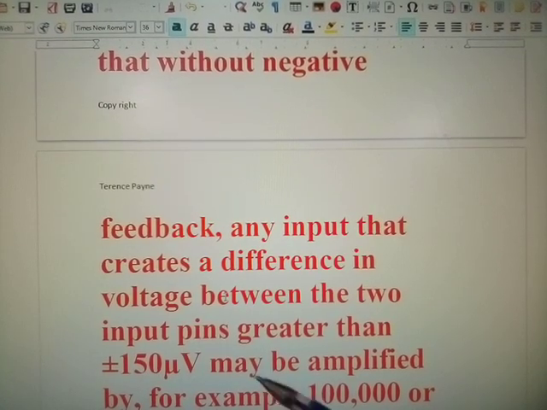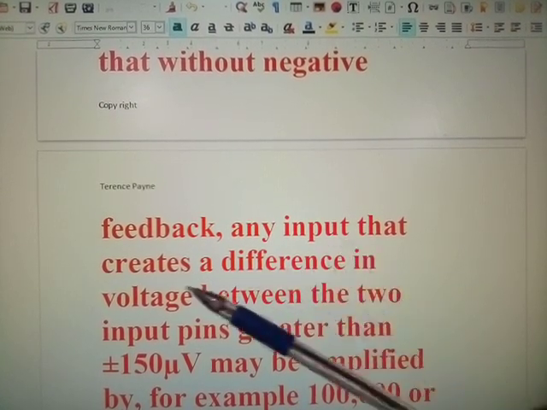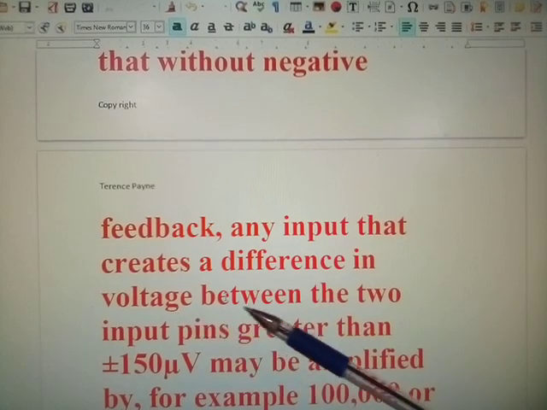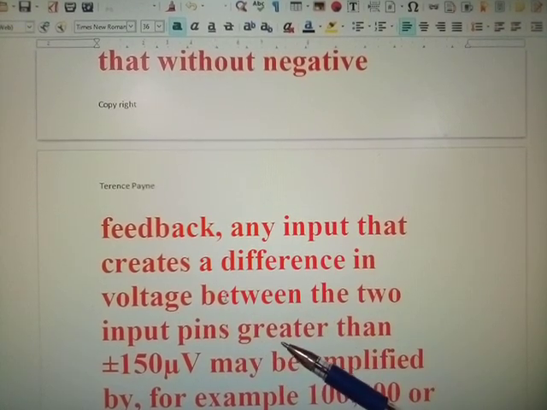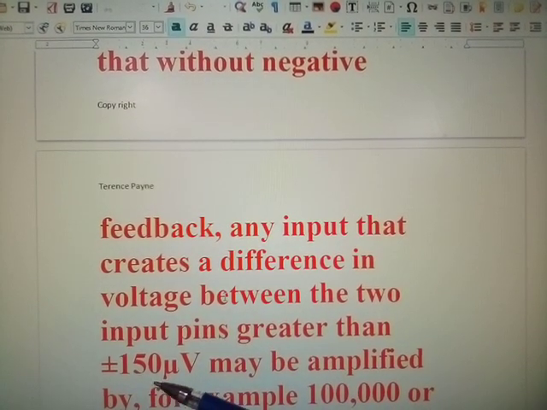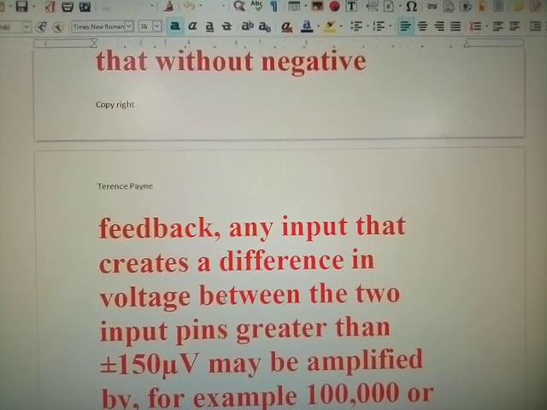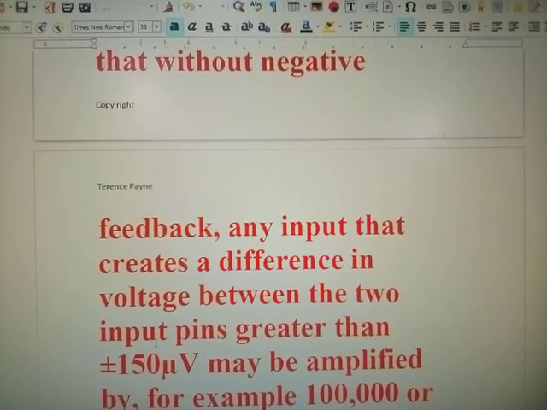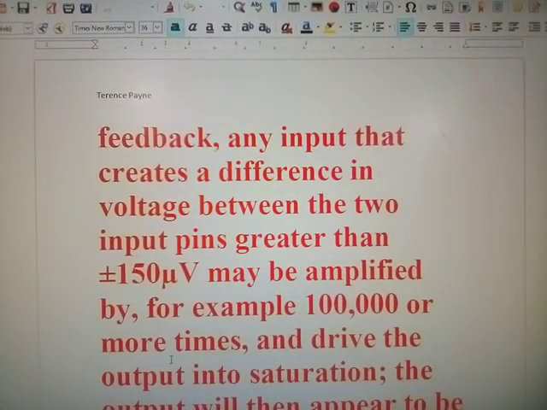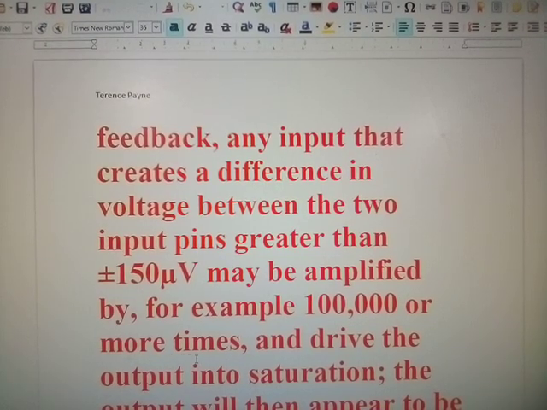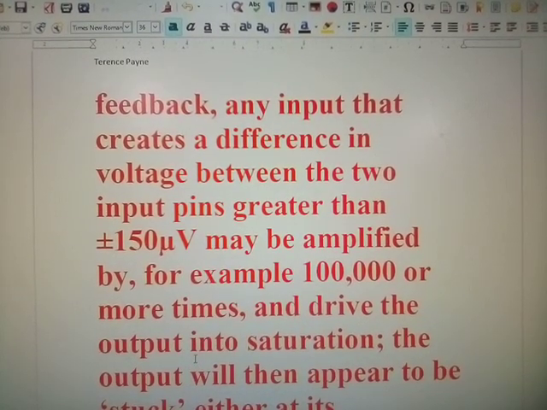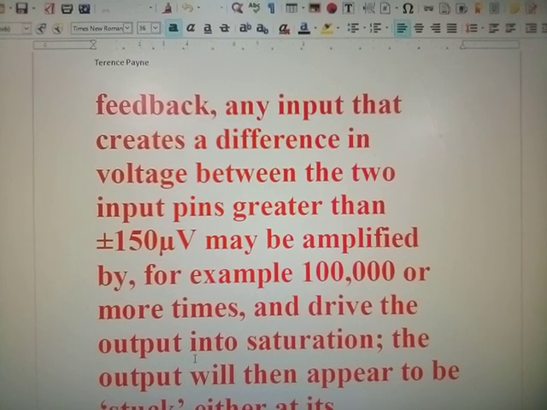Any input that creates a difference in voltage between the two input pins greater than plus or minus 150 microvolts may be amplified by, for example, hundreds of thousands or more times and drive the output into saturation. The output will then appear to be stuck either at its maximum or minimum.